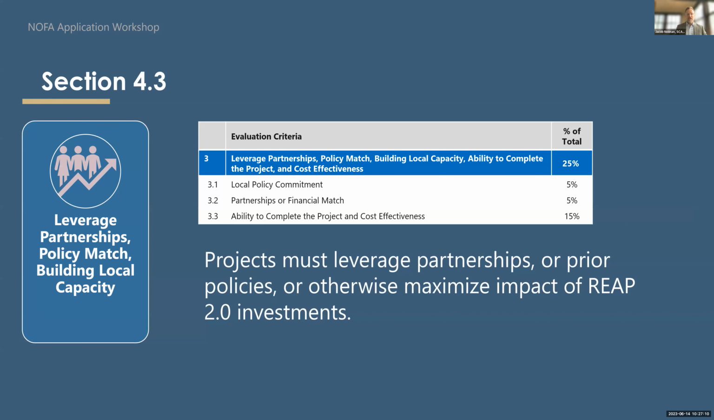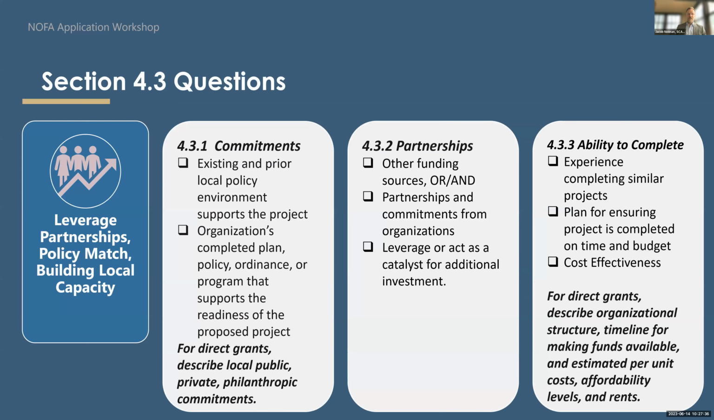The third criterion focuses on leveraging partnerships, policy match, and building local capacity. Within these areas, it's important to note that you don't need to score within all three of these areas. Within this criterion, you do need, however, to score at least a 1 cumulatively across these questions. This recognizes, for instance, that not all communities have the ability to provide financial matches. They may not have the partnerships in place that are needed or necessary to achieve the work at this point, but that will happen down the road.